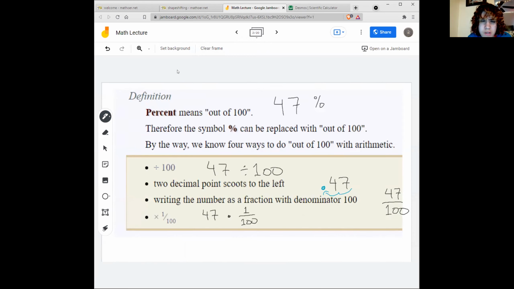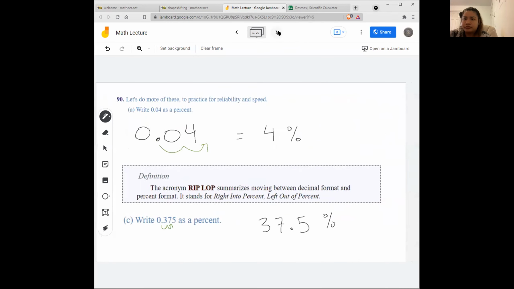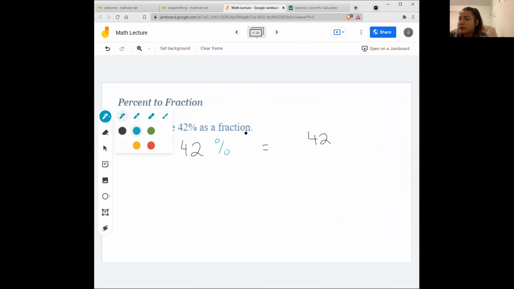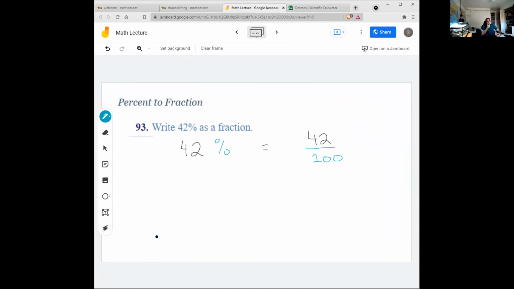The last one, like times 1 out of 100. That works, but that's not the easiest. The third one, just write it over 100. I would be done. I've written it as a fraction, mission accomplished, except for that annoying rule that fraction answers don't count as finished unless you reduce them all the way.